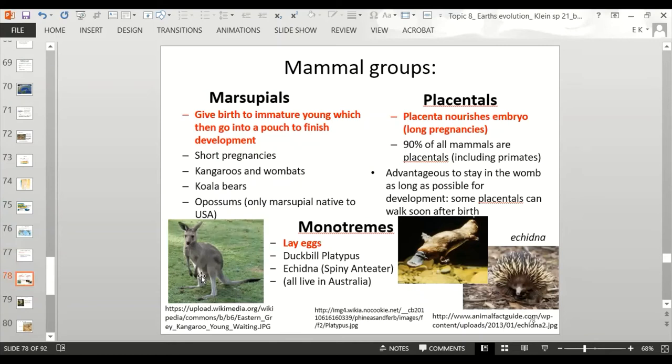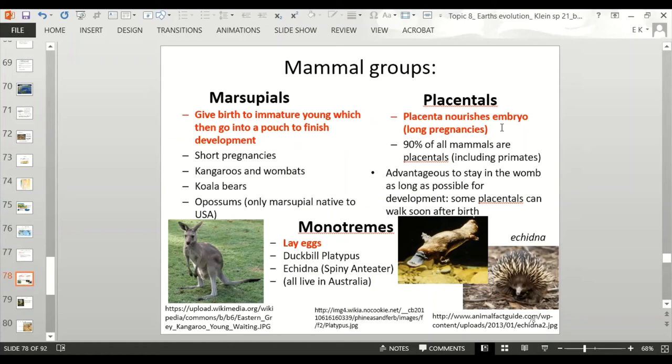By the way, opossums are the only marsupial native to the United States. Then we have placentals, where the animal has a placenta that nourishes the embryo.